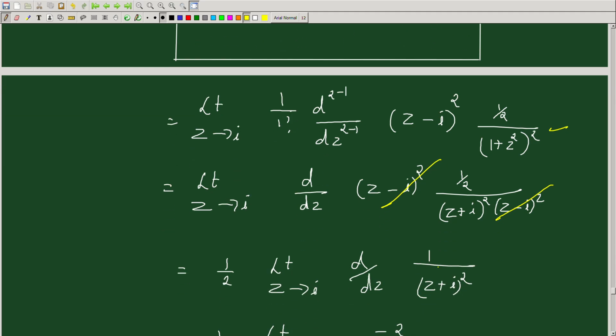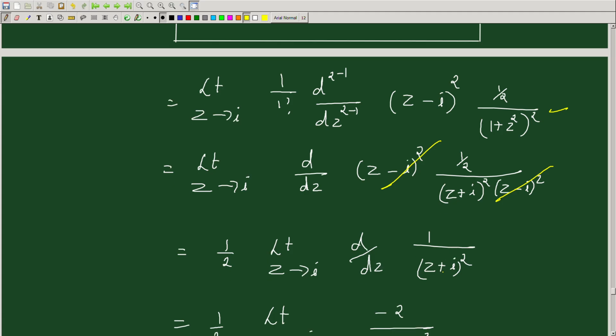So take 1 by 2 out. Limit z tends to i, d by dz of 1 by (z plus i) whole square. See, always follow the inner function followed by the outer function. The inner function is the differentiation, and the outer function is taking the limit. First do the differentiation of this function. You know that for 1 by x to the power q, the formula is minus q by x to the power q plus 1. Recall the differentiation formula.